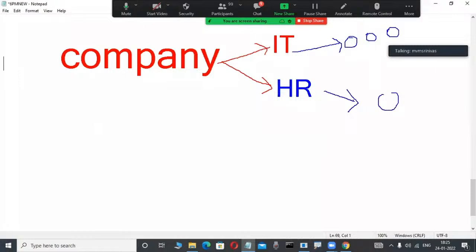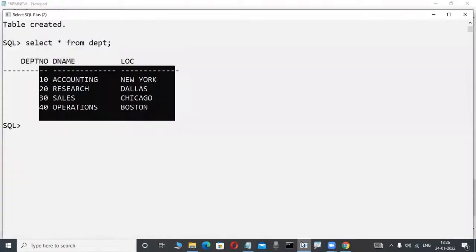For example, this is a small scenario. In a company, there is an IT department and an HR department. For example, one company has 2 departments. In the IT department, 3 employees are working. In the HR department, 1 employee is working. Suppose you are a first-time newcomer, how would you think?